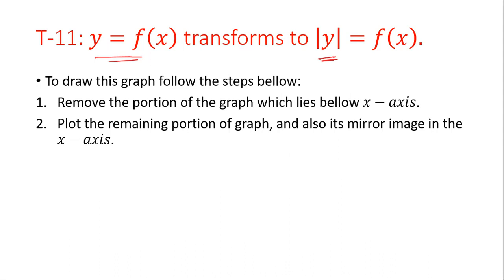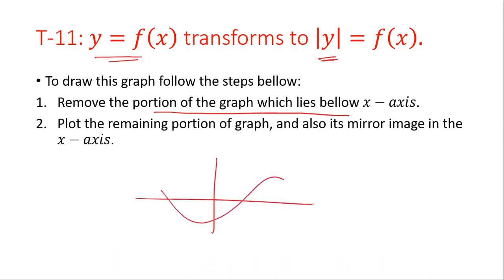Now, concentrate here properly. What you have to do? Remove the portion of the graph which lies below the x-axis. That means if a graph lies below the x-axis, you should remove that graph. This should be removed, fine. And now plot the remaining portion of the graph and also the mirror image of it about the x-axis.